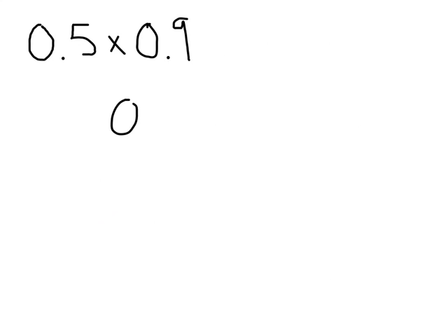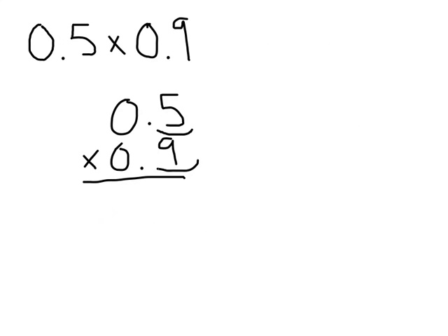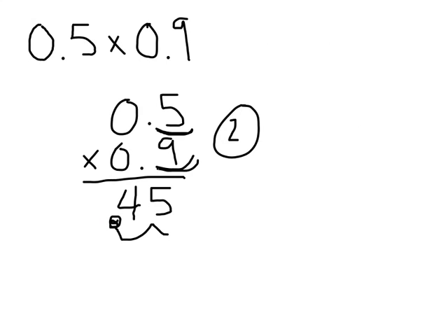Let's do another example. 5/10 times 9/10. I know that I'm going to have tenths, hundredths, 1, 2 numbers behind the decimal. Now multiply. When you multiply 5/10 times 9/10, what will be the result? Well, 9 times 5 is 45, and I need 1, 2 numbers behind the decimal. So my answer is 0 and 45 hundredths.